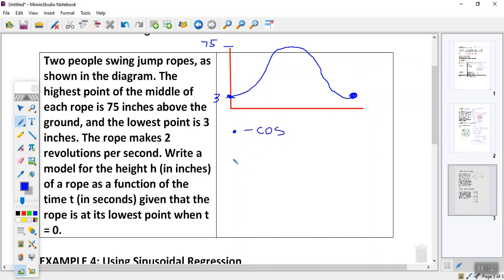Okay, second question then is, can we come up with a midline for this? Yes. We've got to write an equation that models this right here. The midline, my friends, would be the average of 75 and what? So 75 plus 3 divided by 2. What value is that? 39. So that's going to be your k value, right?